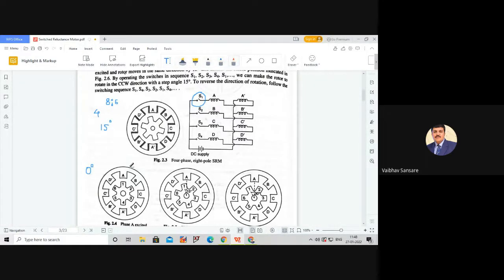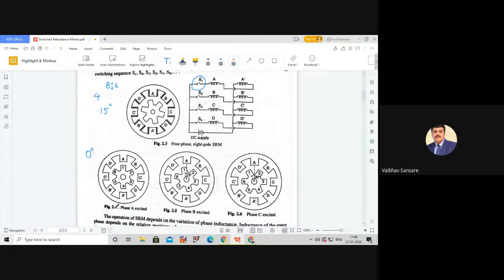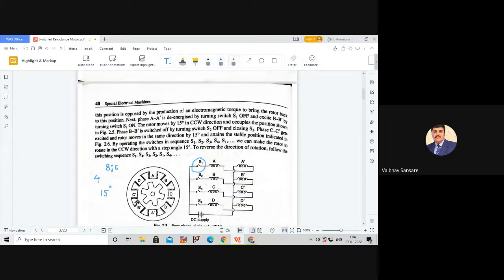So initially we excite this A and A dash, and whatever position of the rotor is there, that position is shown in figure 2.4. Due to this particular excitation of phase A, rotor teeth 1 and 4 are under alignment with A and A dash. There is a magnetic locking between stator pole A dash and rotor teeth 1 and 4, and that we consider as the equilibrium position of this SRM. That means the 0 degree position of the SRM.